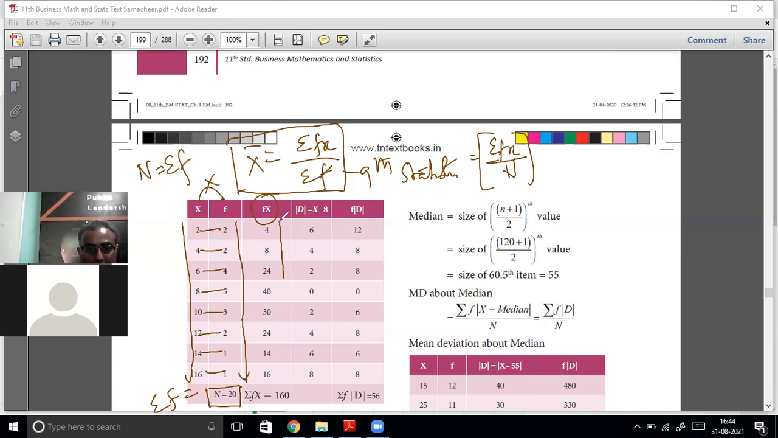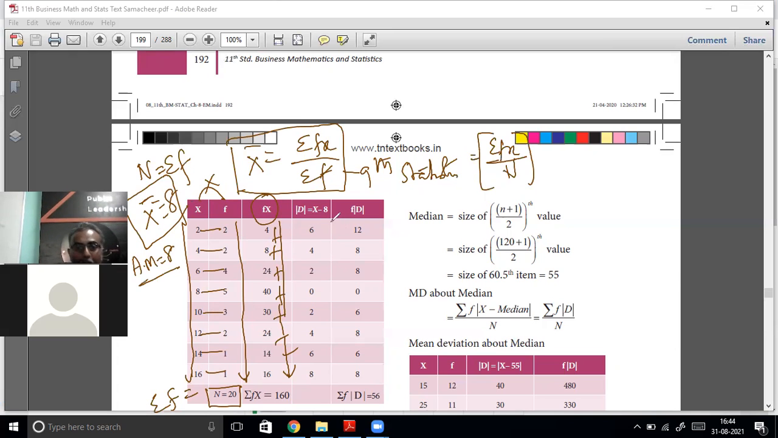All that is correct. Now you get the sigma for all this. Keep adding all of that. When you keep adding all of that, 160 divided by 20 gives you 8. So x bar is equal to 8. That means the arithmetic mean is equal to 8.